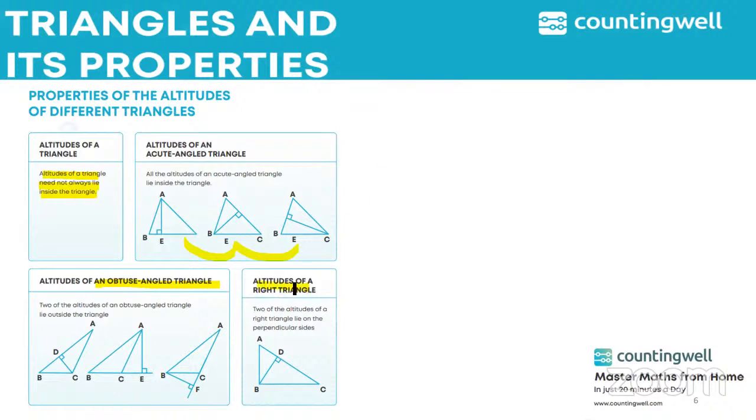Now let us see the altitudes of a right angle triangle. Two of the altitudes of a right angle triangle lie on the perpendicular sides. So you can see BD is one altitude and AB and BC are the other two altitudes.